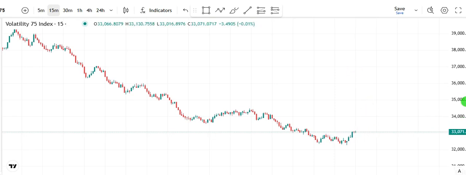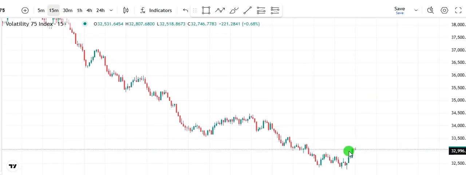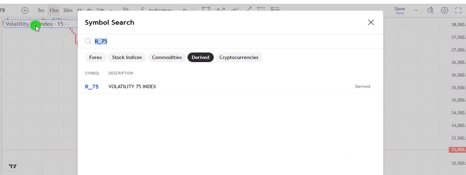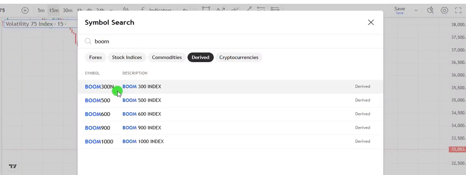We can see it breaking our previous high around this level. So we are not going to take any trade right now on volatility 75. Just keep fingers crossed and see what the market does as the day goes by. Going to the next one, we're starting with Boom 500.